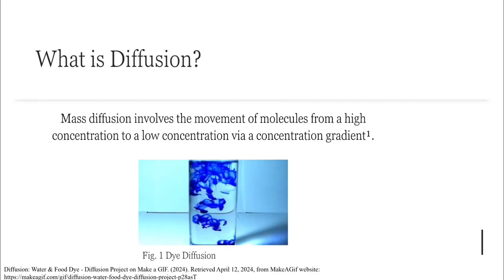Take a look at this video. The dye is diffusing out into the water to areas where there is no dye. We see here that the concentration gradient is our driving force for this mass diffusion. Diffusion can be classified into a variety of different types.